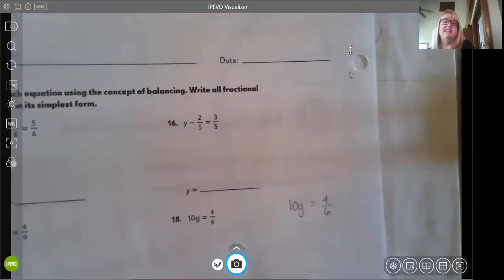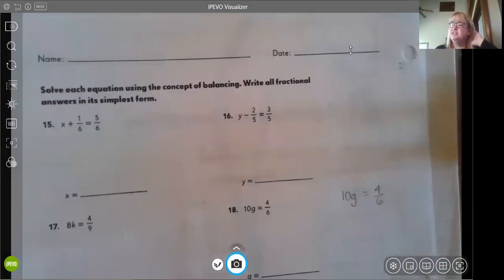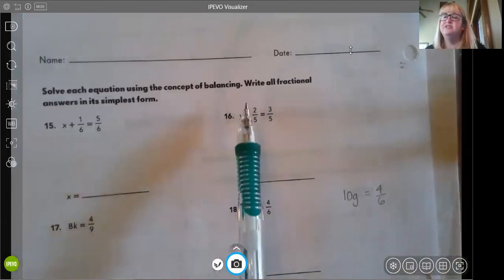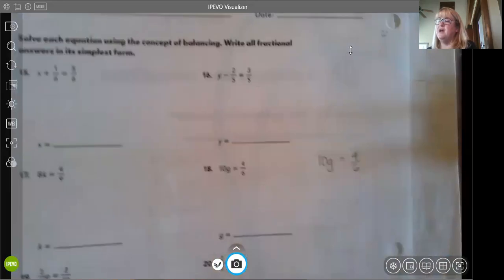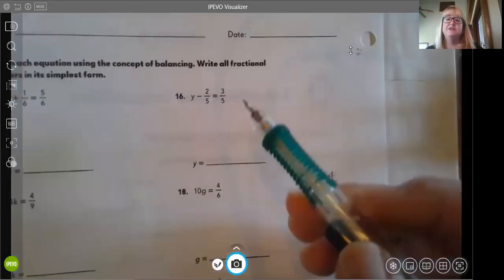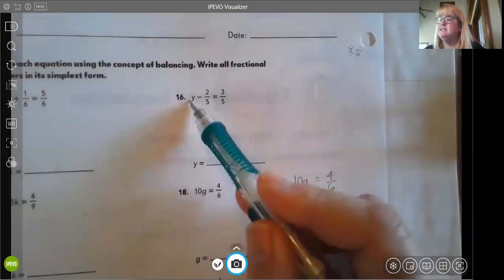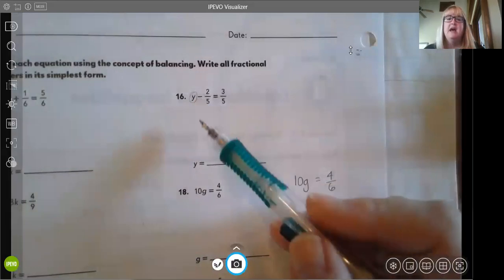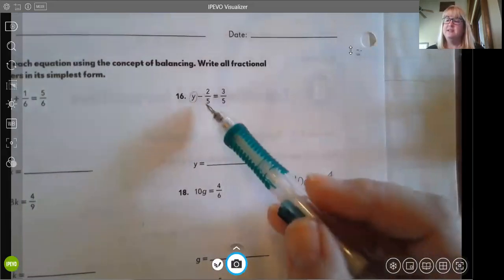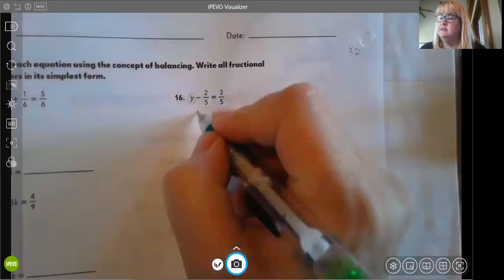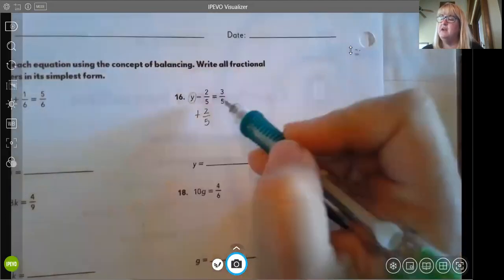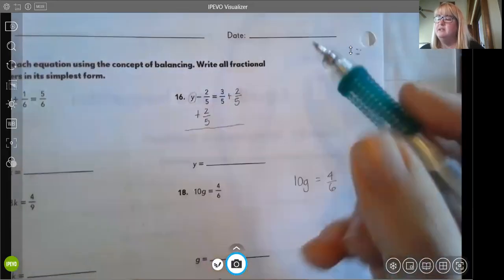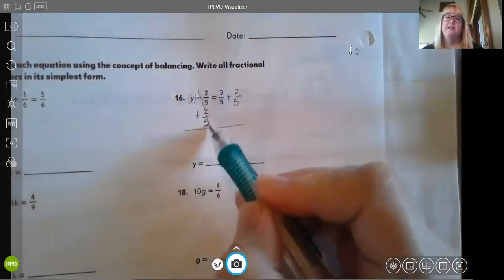And let's look at 16. This section says solve each equation using the concept of balancing. Write all fractional answers in simplest form. All right, so we've got y minus 2/5 equals 3/5. I need y by itself. I've got a minus 2/5 that I have to deal with. What is the opposite of subtracting 2/5? Well, it's adding 2/5. Okay, but if you do that on the left, you have to add 2/5 on the right. So this makes a zero pair, leaving y by itself.